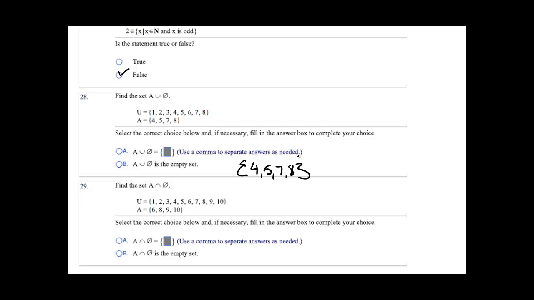Number 29, A intersect the empty set. Now this is what the set A and the empty set share. Well, the only thing they share is the empty set, because remember, the empty set is in every set, or is a subset of every set. So the correct answer is B.